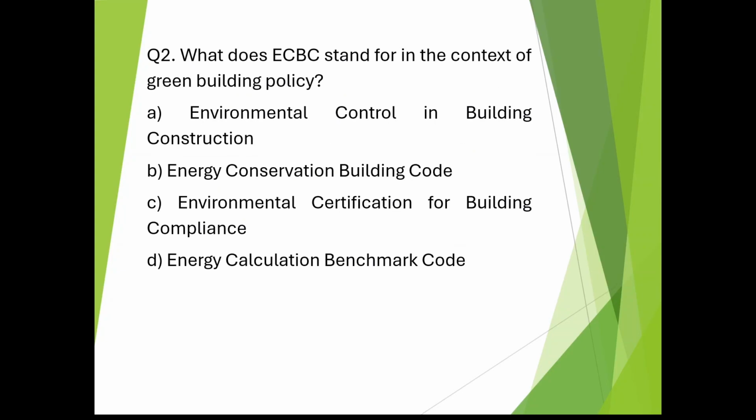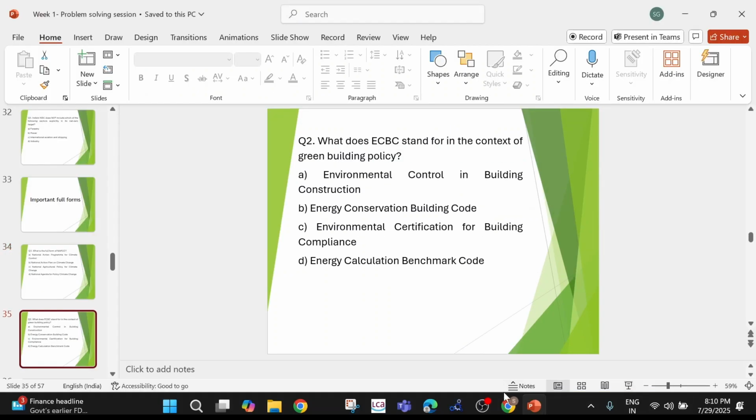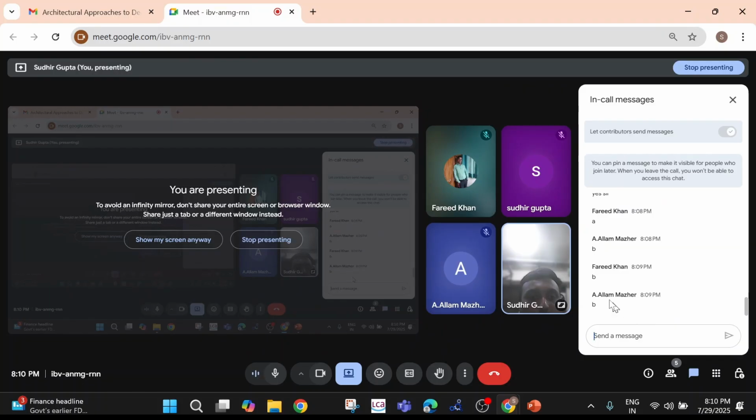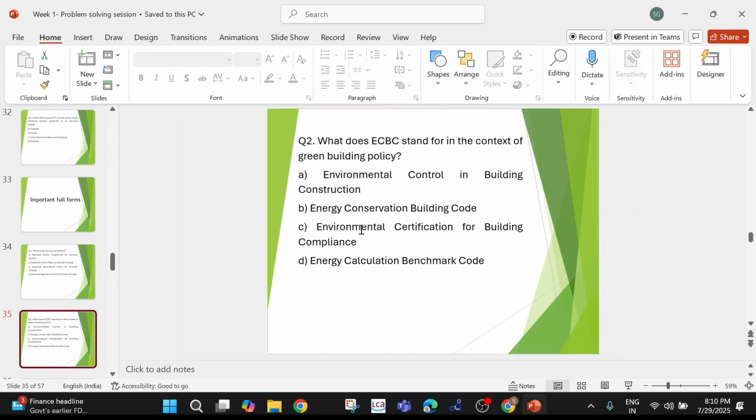So here is the second question. All of you must have heard about ECBC several times in the context of green building policy. So what does this ECBC refer to? That also you should know. Okay, so as I can see, you understood this ECBC very well and you have understood it correctly as well. All of you have opted for option B, and option B is the correct answer for this question number 2.